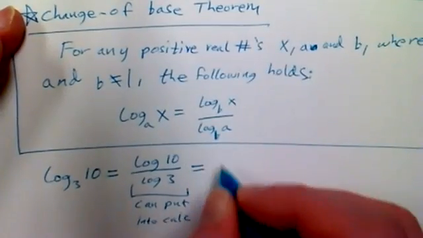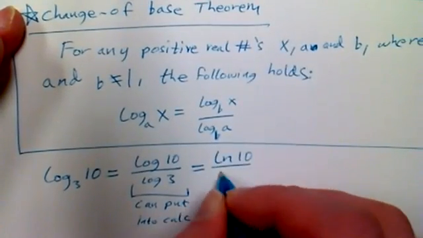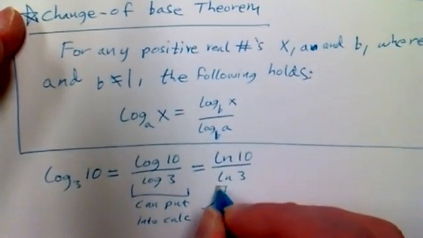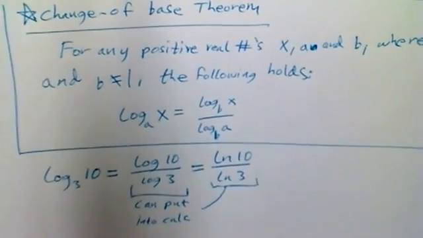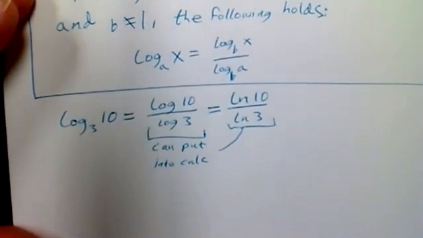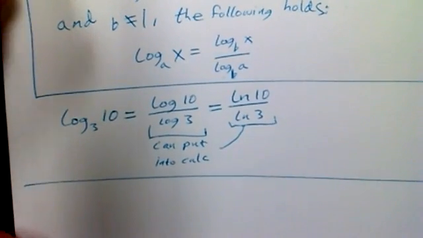Or I could also write it as the natural log of 10 over the natural log of 3. That I can also put into the calculator. Okay, so this is your change of base formula. Okay, so that should be fine. You can go through, you can work on those. It's mainly plug and chug problems. That's 4.4.